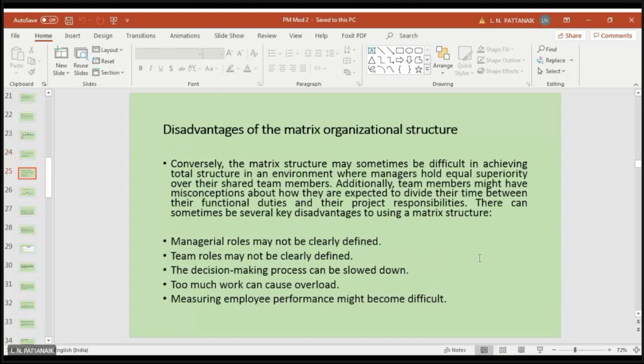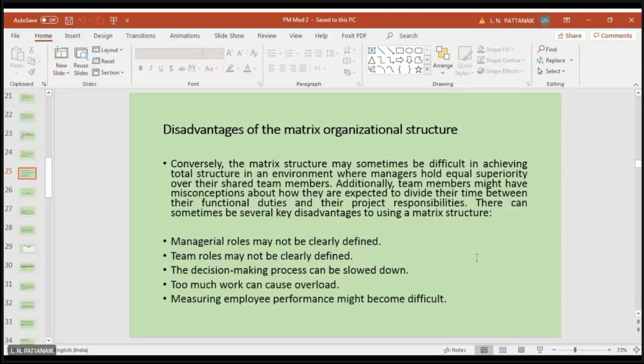What are the disadvantages of this kind of structure? The matrix structure may sometimes be difficult in achieving total structure in an environment where managers hold equal superiority over their shared team members. Additionally, team members might have misconceptions about how they are expected to divide their time between their functional duties and their project responsibility. There can sometimes be several key disadvantages. So what is the main disadvantage from the perspective of employees or workers, right?